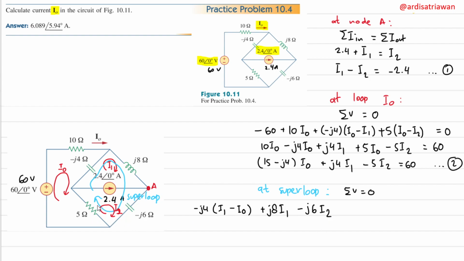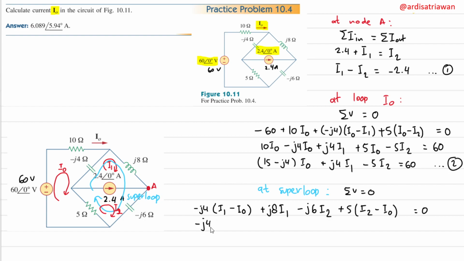And then lastly, this resistor here, I will have plus 5, and the current is I2 here. We'll have I2, but I0 is flowing in the opposite direction, so minus I0, and that will equal 0. Okay, now let's simplify this one by one.